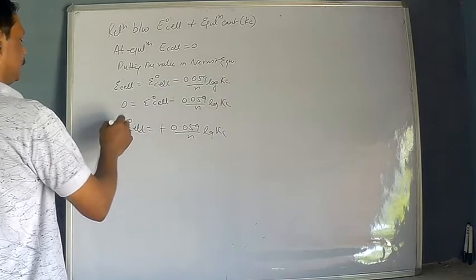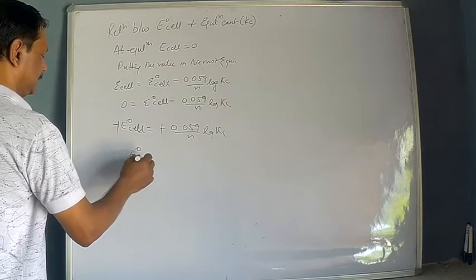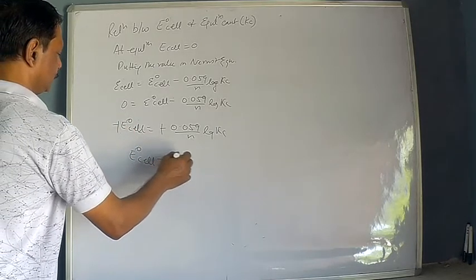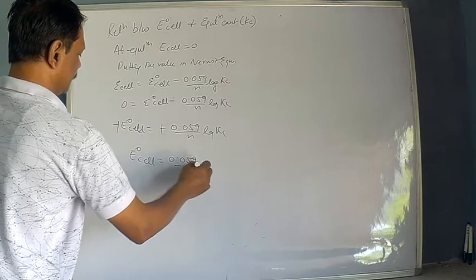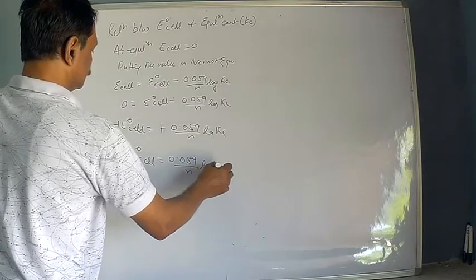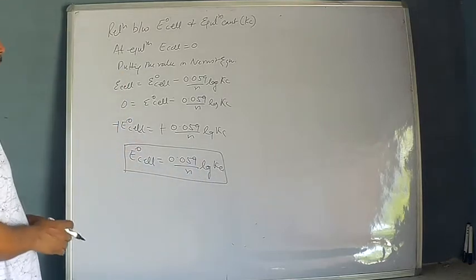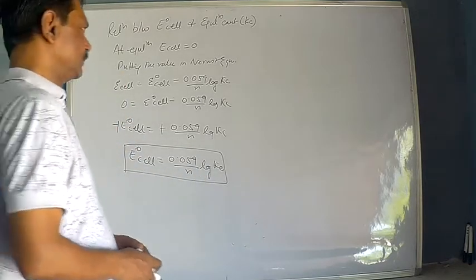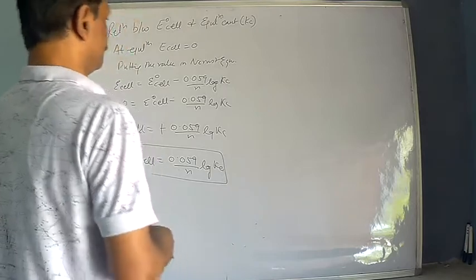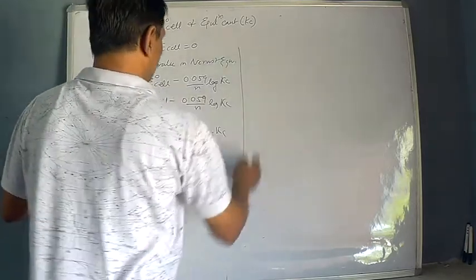So negative becomes positive. So we ultimately get E0 cell equals 0.059 upon n log Kc. So this is the expression relating E0 cell and Kc. Class, this is very, very important because it was asked in the 2020 board examinations. Class, I have a numerical on this.